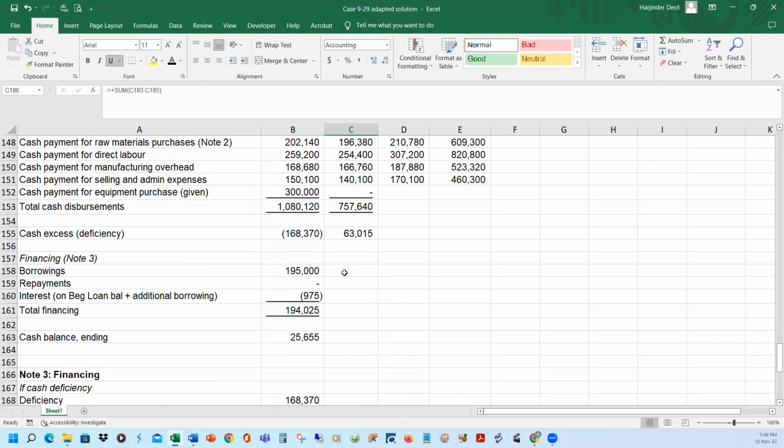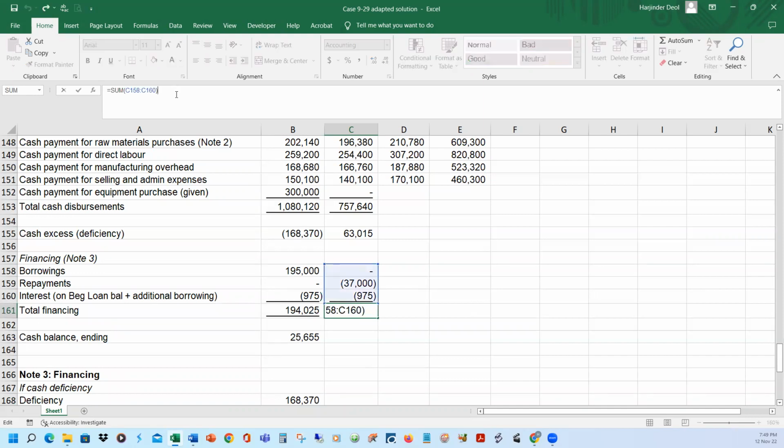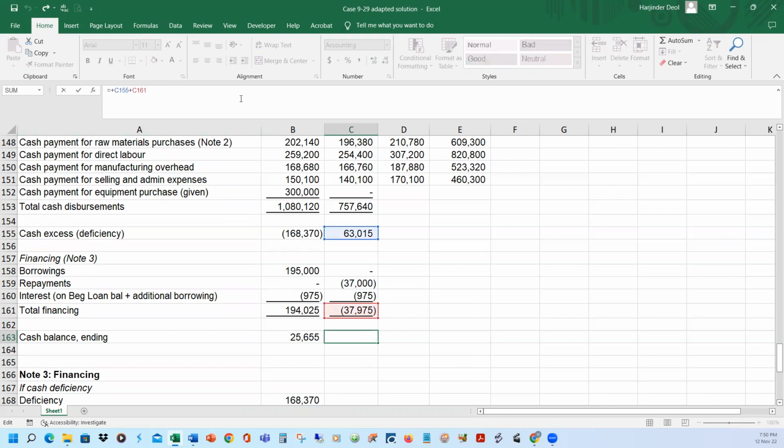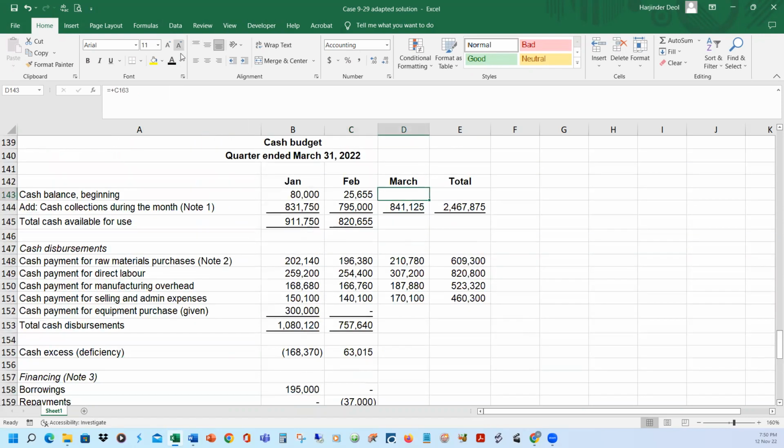In the financing column, we don't borrow anything in February. We in fact repay $37,000 and also the interest, $975. Total financing for the month of February, therefore, is negative $37,975. My ending cash balance is the total of the cash excess and the financing, and that leaves us with $25,040. $25,040, therefore, becomes the beginning cash balance for March.